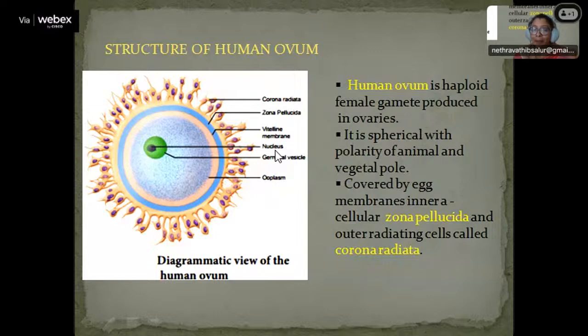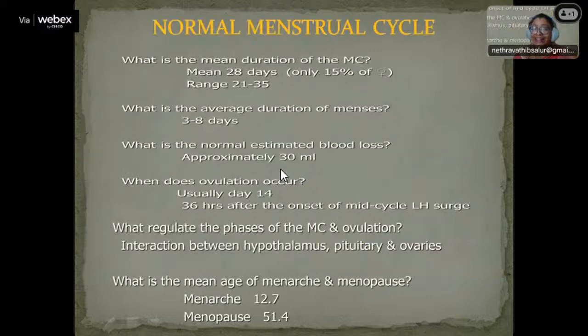So, the zona pellucida forms the primary membrane, and then you can see the radiating cells. These are nothing but the corona radiata. These form the secondary egg membrane. So, this is the structure of the human ovum. Until now, we have studied the anatomy of male and female reproductive system, spermatogenesis, oogenesis, structure of sperm, and structure of ovum.